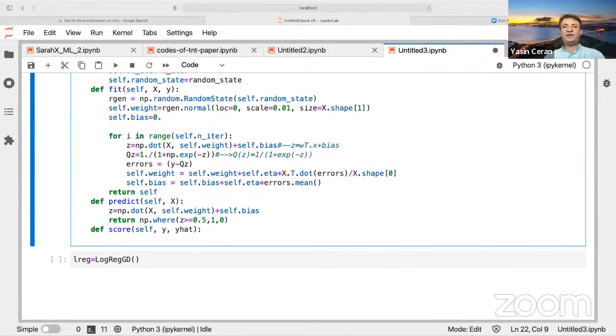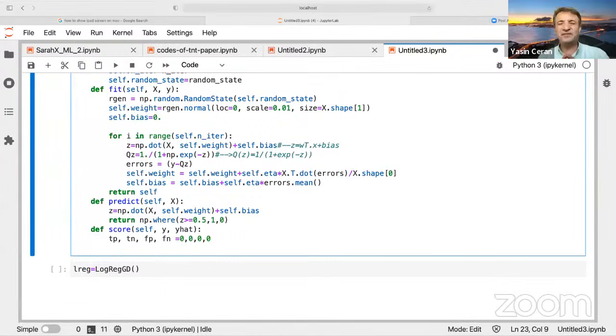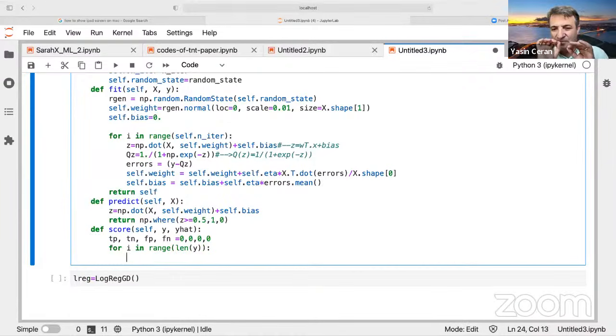Let's continue. Now remember, I'm going to find accuracy, precision, recall, and F1 score, all that. So let's assign 0 to true positive, true negative, false positive, and false negative. All these guys are 0 at the beginning. Again, you can do this in a much better way without using a for loop, but I'm going to make it simpler. For i in range of length of Y, I'm going to go through each and every target variable, for the first student, for the second student, for the third student.